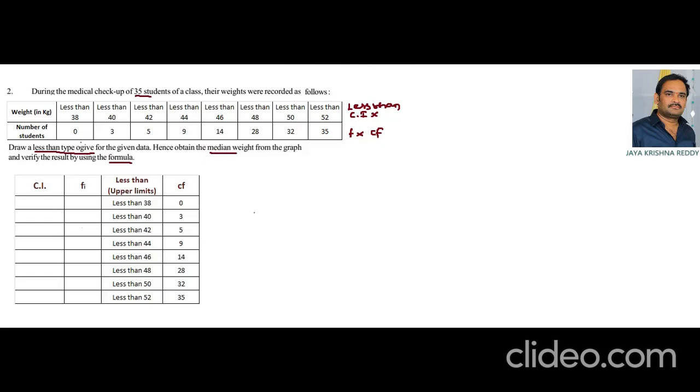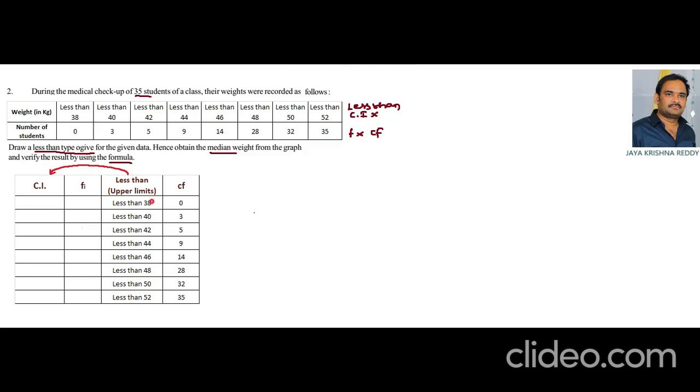Now to draw the less than type ogive, these four columns we are taking. The less than column means upper limits of the class intervals, already given in the question as the first row: less than 38, less than 40, 42, like that up to less than 52. And the last column, cumulative frequency, is nothing but the second row of the question, the number of students: 0, 3, 5, like that. So by using this less than column, we have to fill the class intervals column.